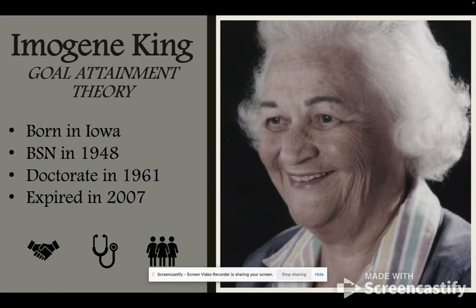Okay, so Imogene King developed the goal attainment theory. She was born in West Point, Iowa in 1923. She graduated from St. John's Hospital School of Nursing with her diploma in 1945, and then graduated with her BSN in 1948. Imogene then went on to obtain her master's in 1957 and eventually received her doctorate in 1961. Imogene was a professor at many different institutes and published many works throughout her career. She did end up expiring in 2007.